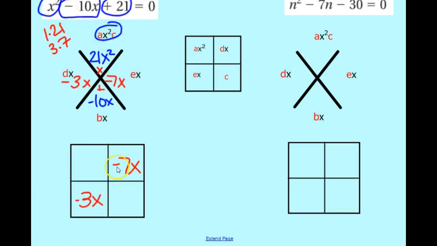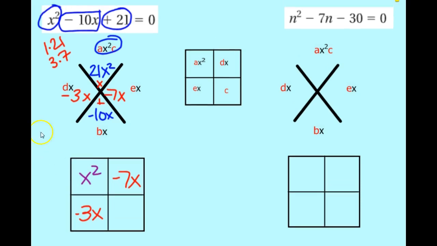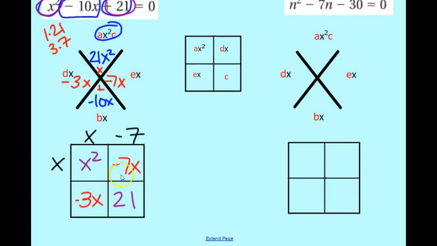My first term was x squared. From here, my last term is 21. And then figure out what multiplies to get x squared. Well, x times x. And then x times negative 7 gives me negative 7x. X times negative 3 gives me negative 3x.